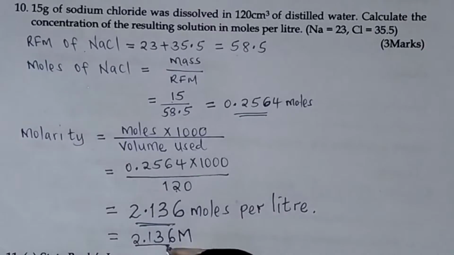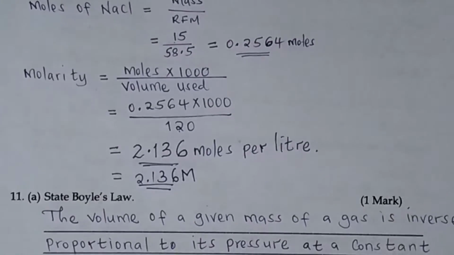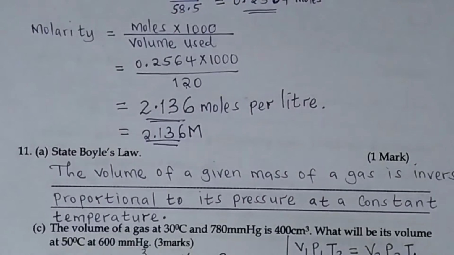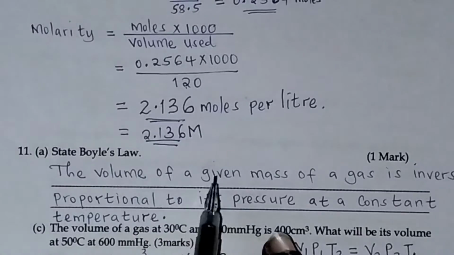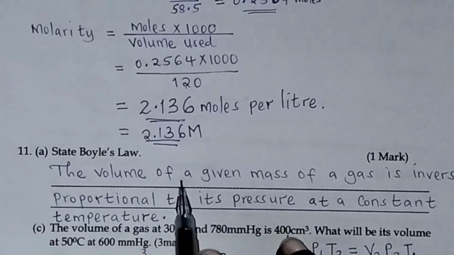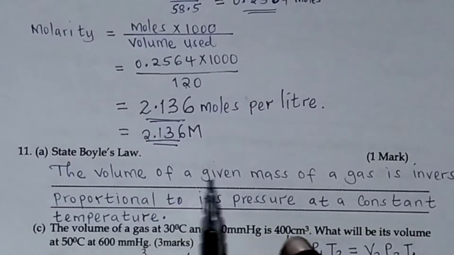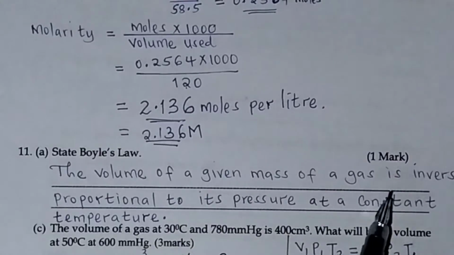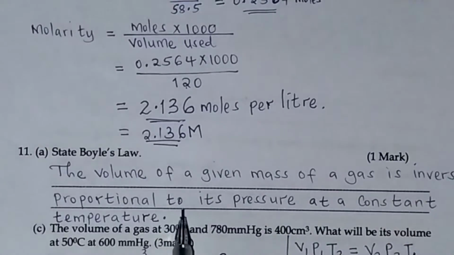M, capital letter M. Okay, question 11. We are told to state Boyle's law. It states that the volume of a fixed mass, or a given mass, of a gas is inversely proportional to its pressure at a constant temperature.